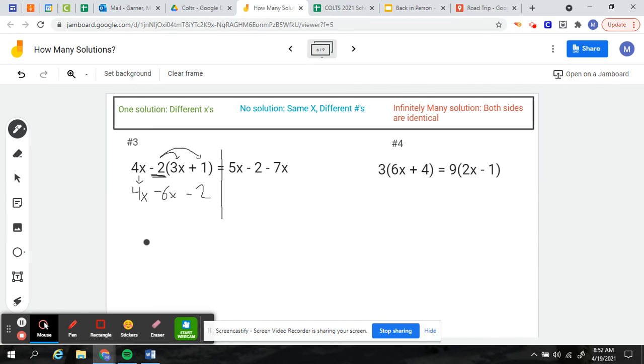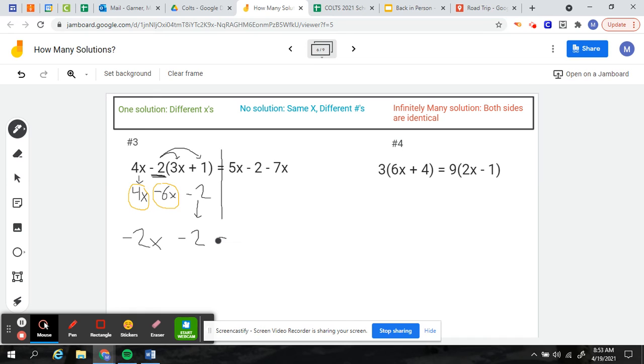Notice I'm still not done, right? I still have 3 terms on the left. So now that I've done that, I don't see parentheses, so I can't be multiplying anymore. So I'm going to look to combine like terms. So I see I have 2 x terms. I have 4x, -6x. So 4 minus 6 is -2x. The -2 here doesn't have anything to combine with. It just drops down. Now my left-hand side is all done.